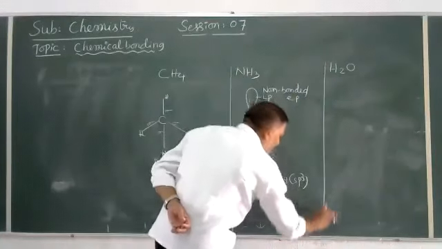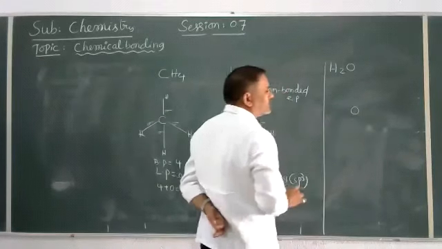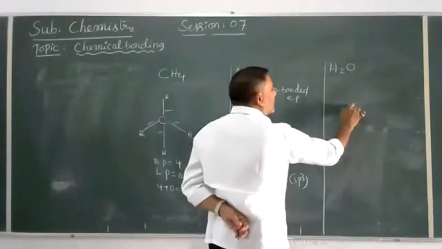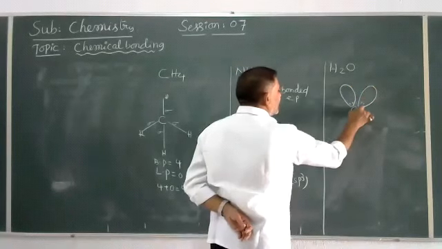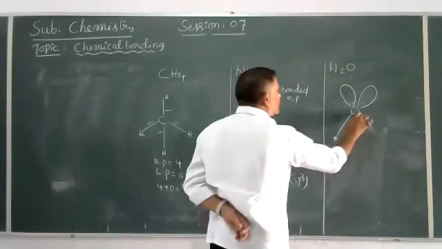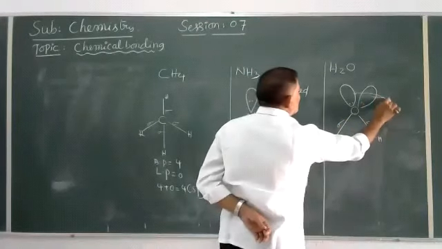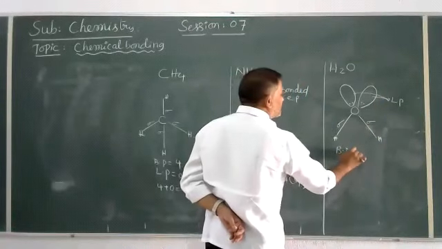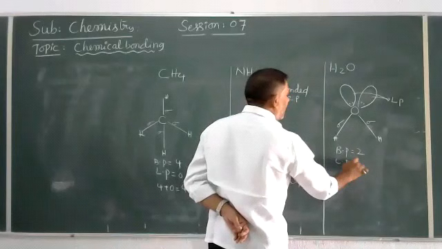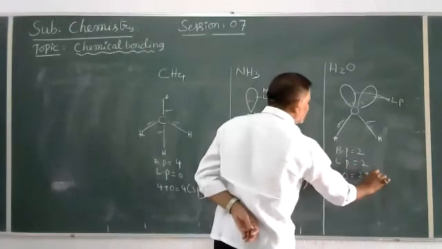Then here oxygen is the central atom of the element. 6 valence electrons are there. Out of 6, 2 are paired like this. Then 2 are bond pairs, sigma bonds, and these 2 are lone pairs. So the bond pairs are 2 and lone pairs are 2. Hybrid orbitals are 2 plus 2, that is 4.